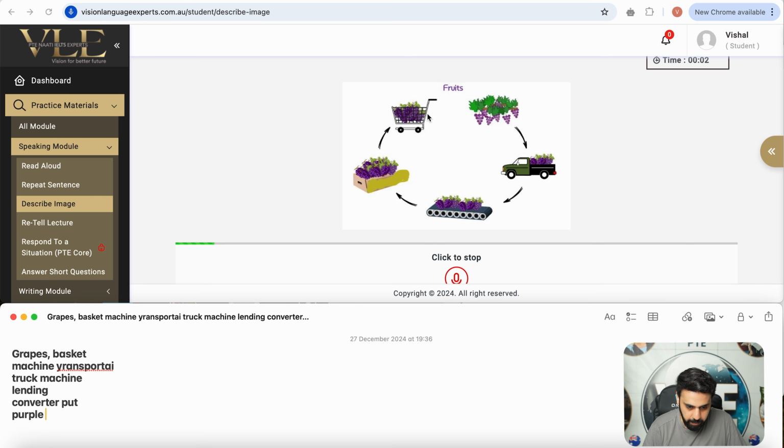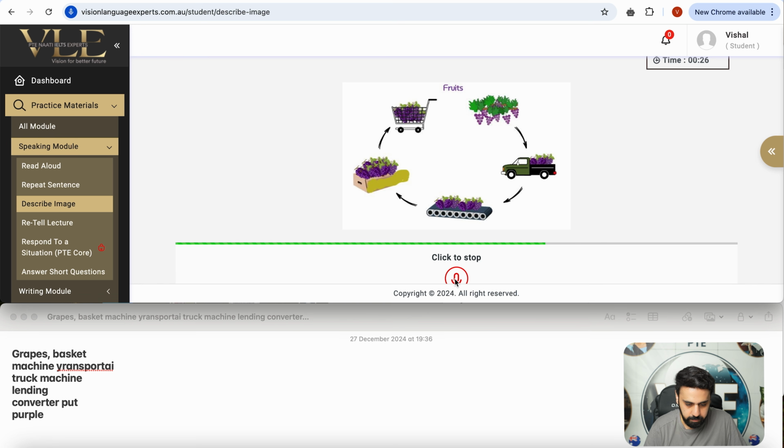Fruits and grapes was the main topic of the image. Grapes and basket was on the top side of the image. Machine and transportation was on the right side of the image. Truck and machine was also mentioned. Conveyor belt and grapes was also given. Purple and blue was also highlighted. One of the elements, trucks, is maximum, whereas conveyor belt is the minimum. To conclude, fruits and grapes was the key feature of the image.